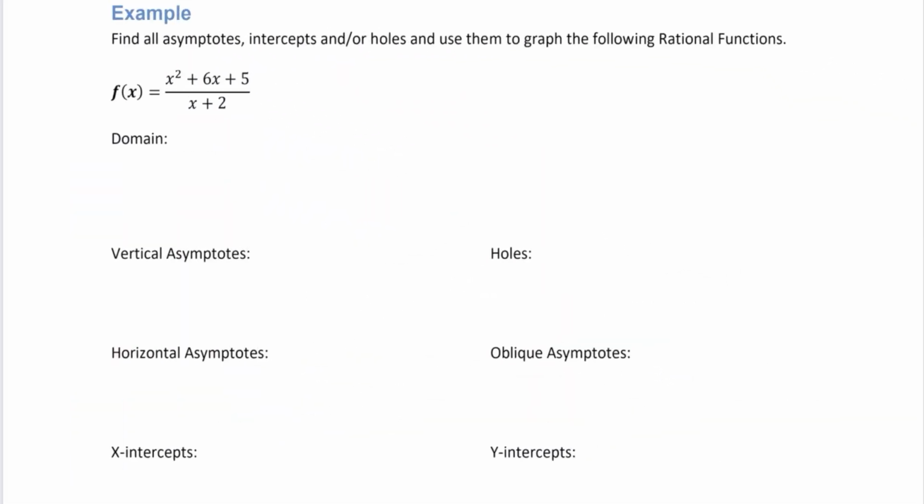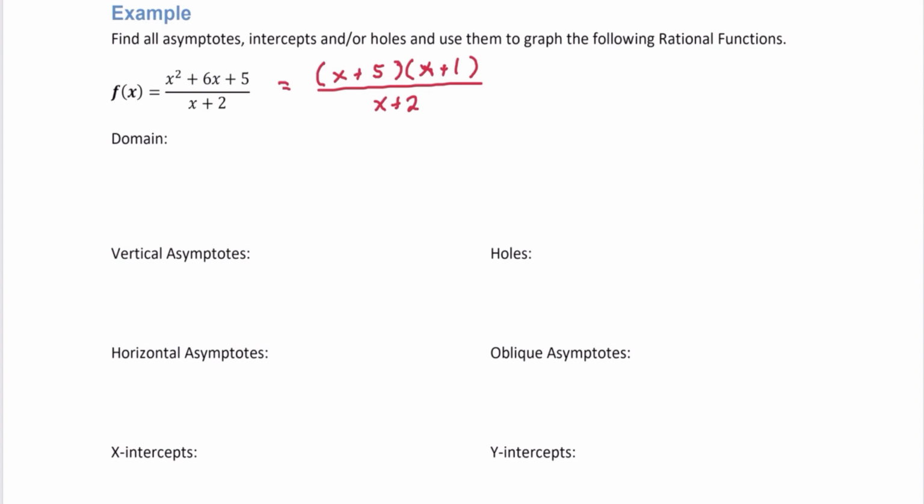Find all asymptotes, intercepts, and/or holes and use them to graph the following rational function. We first want to factor. So looking at the top, we'll have (x + 5)(x + 1), since two numbers that multiply to 5 and add to 6 are 5 and 1. Then the denominator will just copy.